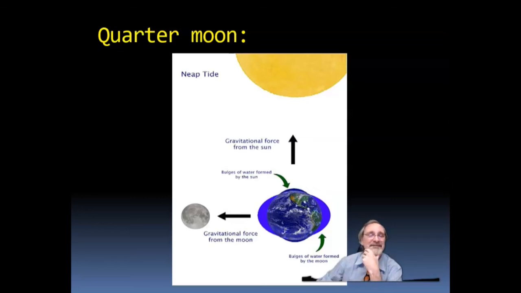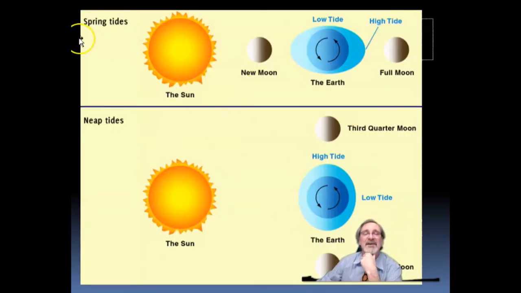Now, here's another picture here. Spring tides are when they're lined up. Neap tides are when they're 90 degrees from each other. Okay? You have more extreme ranges for spring tides than neap tides.